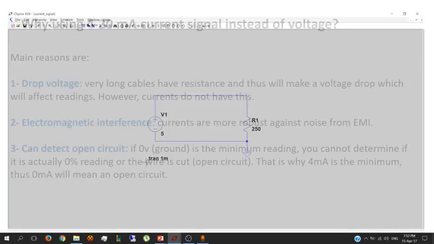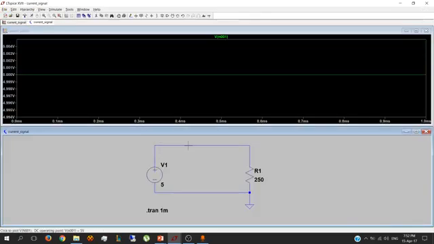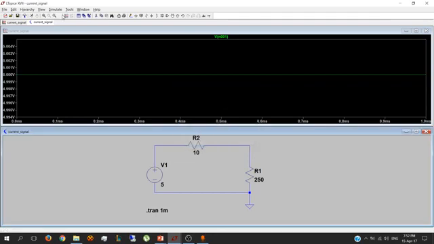Now, let's go to circuit simulation and see what we have talked about. This is 5 volts, goes into the measuring device. It is 250 ohms, and it is 5 volts. However, if we add a wire resistance right here of say 10 ohms, and we try to simulate again, now 5 volts comes from the transmitter, and it reaches the measuring device at 4.8 volts. Thus, we have lost accuracy.